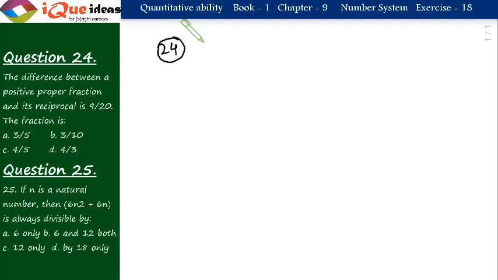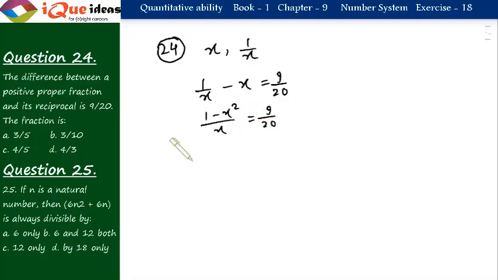So if I take the positive proper fraction as x, its reciprocal will be 1 by x, where 1 by x will be more than 1 and x will be less than 1. And the question says the difference between them is 9 by 20. Now the larger one is 1 by x minus the smaller one, that is x, right? That is equal to 9 by 20. So we have to be careful about this. So it is LCM x, 1 minus x square, that is equal to 9 by 20. Cross multiply to get 20 minus 20x square is equal to 9x.